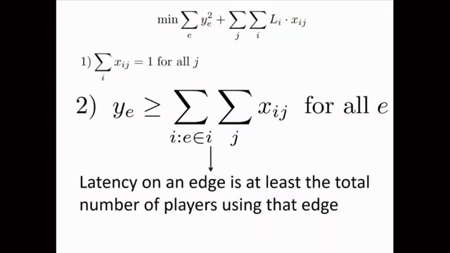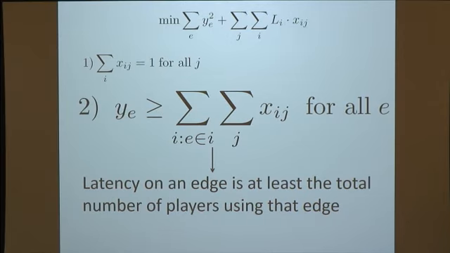Okay, and then what is the second constraint? The second constraint says that the latency on edge e is at least the number of players using that edge, which is the summation over all I and summation over all j of xij, where path I uses this edge E. So this is over all paths which use the edge E. Suppose there are multiple paths going like this, you fix an edge E, then that's the summation of all of that, and xij is whether player j is using path I or not. So y has to be at least this quantity.